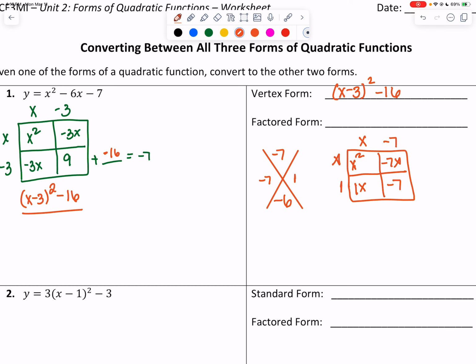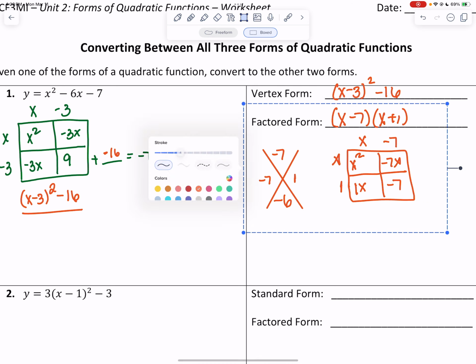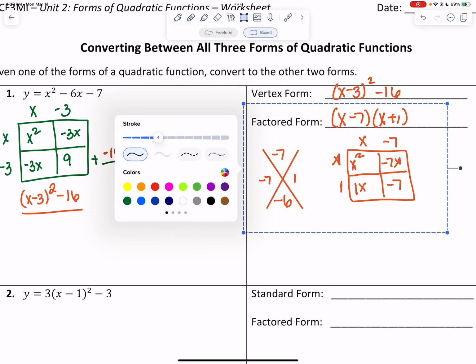Now remember that you could always check your answer by multiplying back the factors that we have on the outside. So x times x is x squared. Negative 7 times x is negative 7x. Negative 7 times 1 is negative 7. 1 times x is 1x. So this tells me that my factored form is x minus 7 and x plus 1. And let me do that in a different color so that you know that it's factored form.